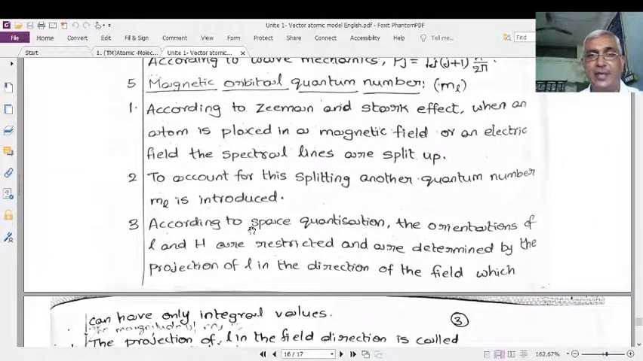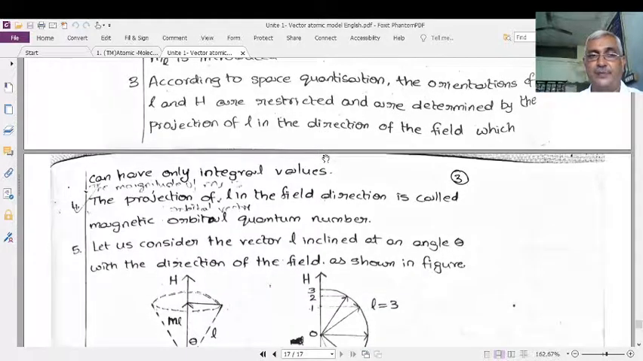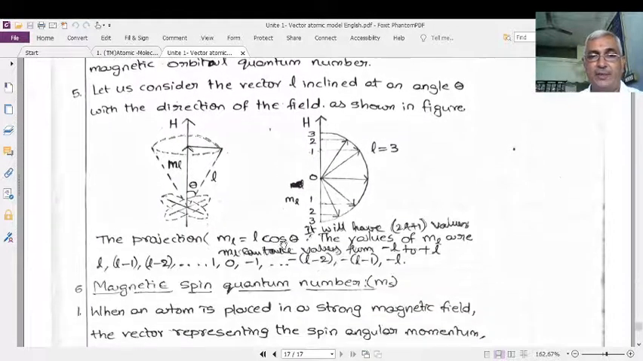ML is L cos theta. And this will explain the Zeeman effect and Stark effect. And as I said just now, this will give the explanation for the effect of magnetic field and electrical field on the spectrum. And this ML is, okay, what is the ML value?